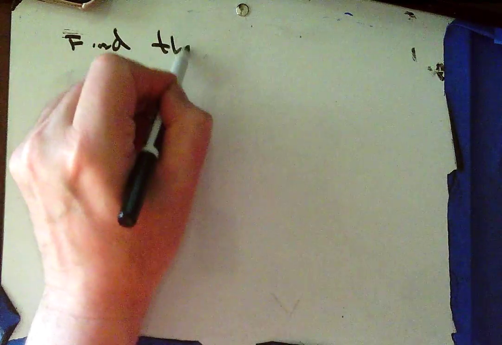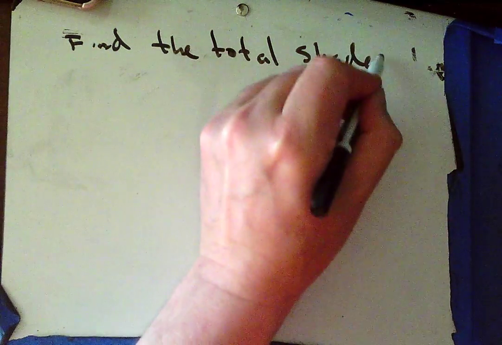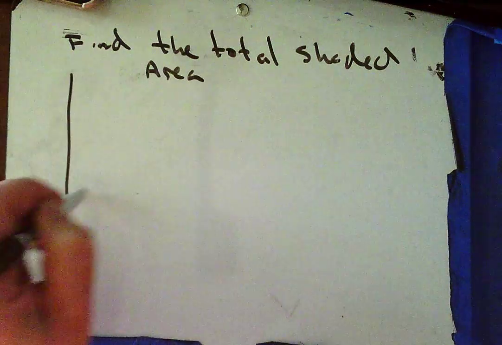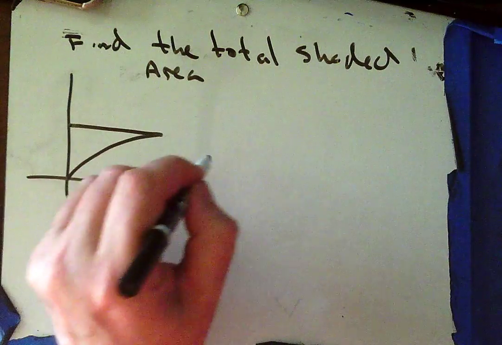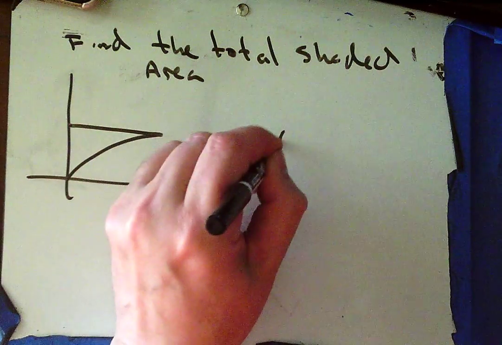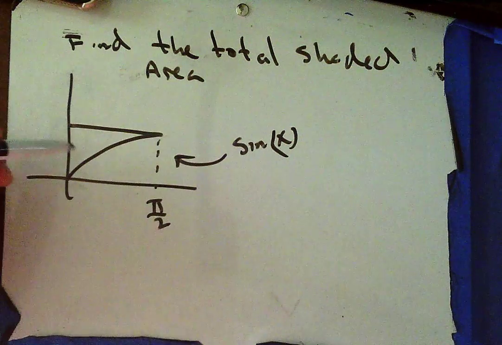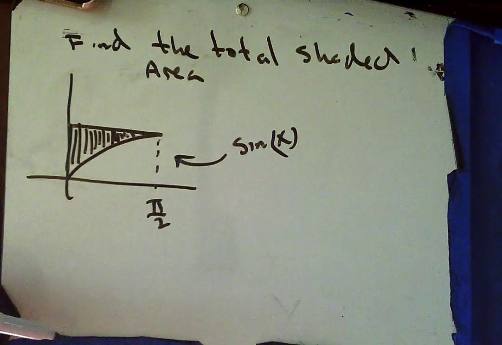Talked about those. Ooh, how about some total area problems? Find the total shaded area. And here's our first one. This curve is sine x. This is pi over 2. And we're looking for this shaded area.